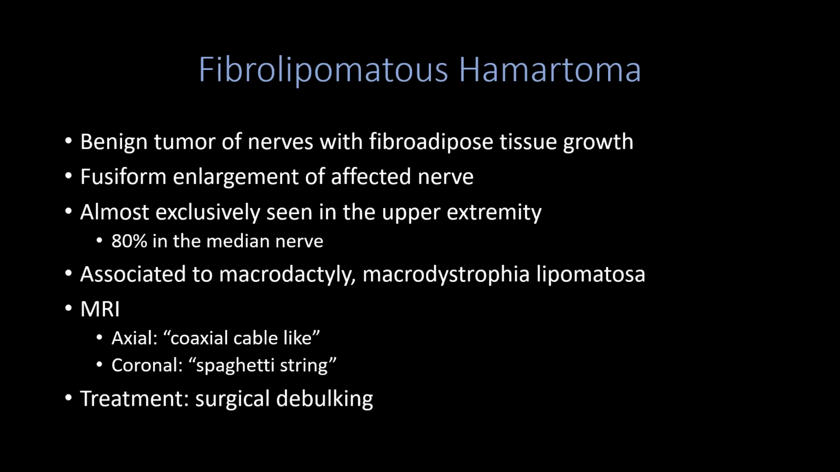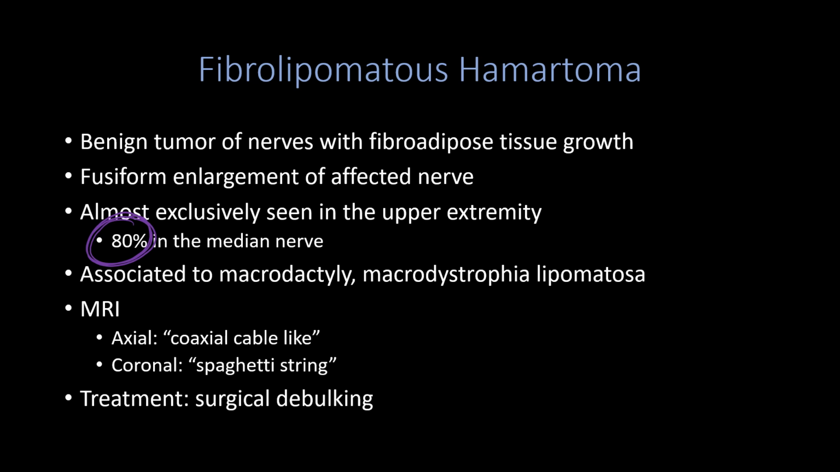So here we go. We're talking about fibrolipomatous hamartoma. It's a hamartoma. It's not a malignant lesion. It's a benign tumor of the nerves, with fat, fibroadipose tissue growth. There's fusiform enlargement of the affected nerve. It's usually in the upper extremity. And look, 80% of them occur at the median nerve. You can also see it at the ulnar nerve, but the majority is at the median nerve, and you're going to see a case within the carpal tunnel.